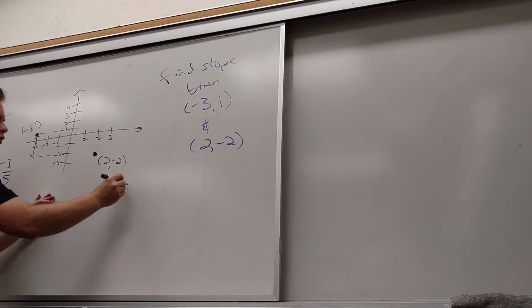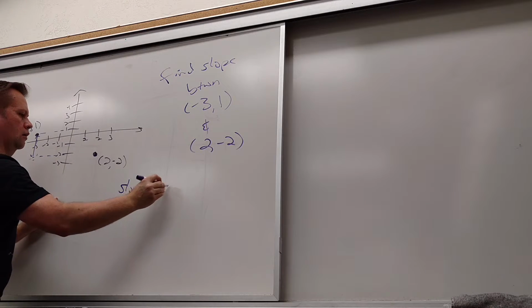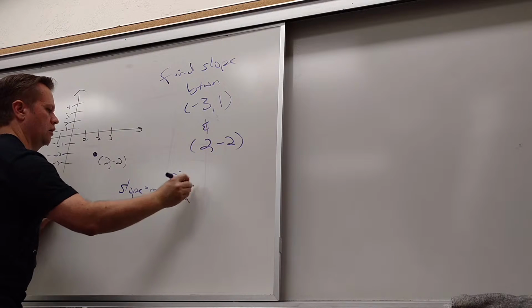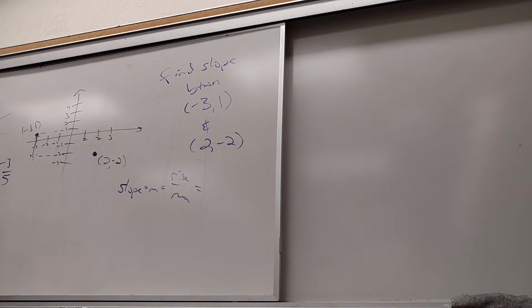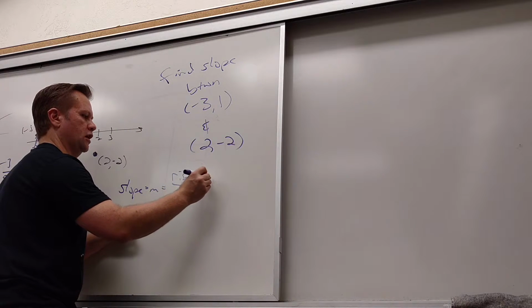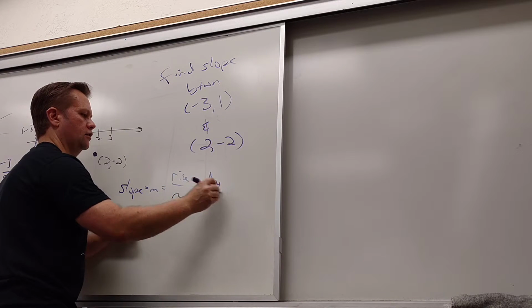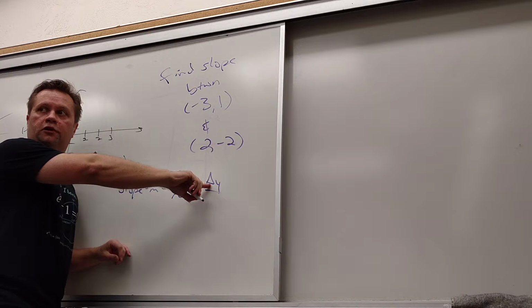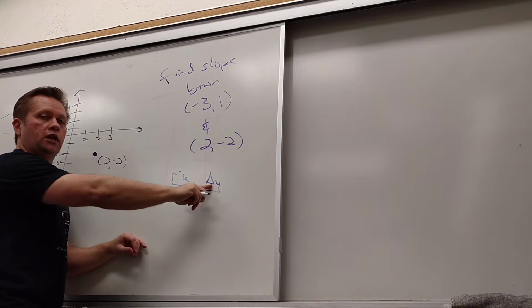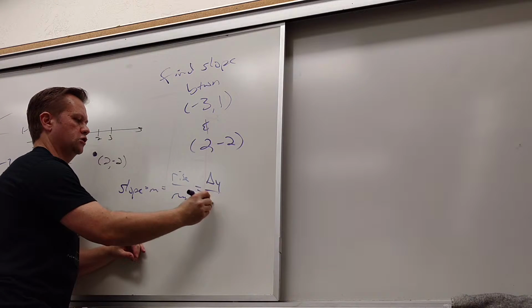And the beautiful thing about it is, it rhymes. What was slope again in words? Rise over run. Rise is a change in Y's. It rhymes. The run is the other one, the X's. Still rhymes. Rise is the change in Y's. I don't know if you've ever seen this symbol before. It means change in. Run is a change in X.